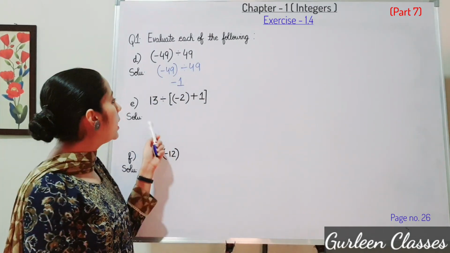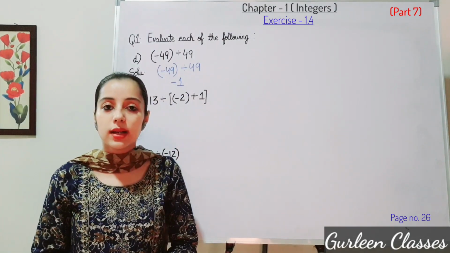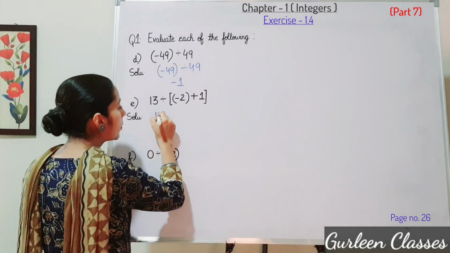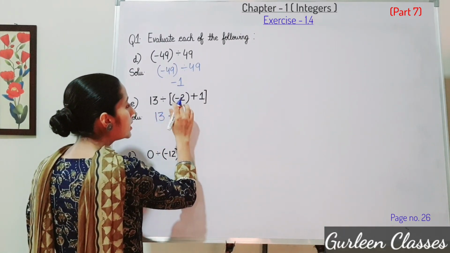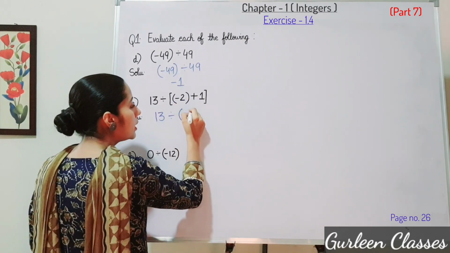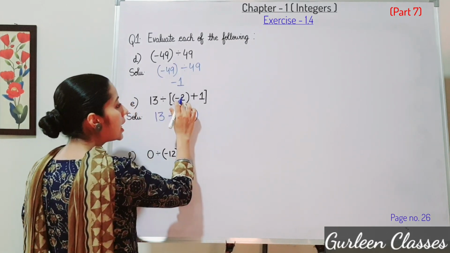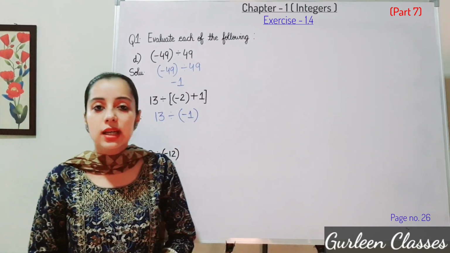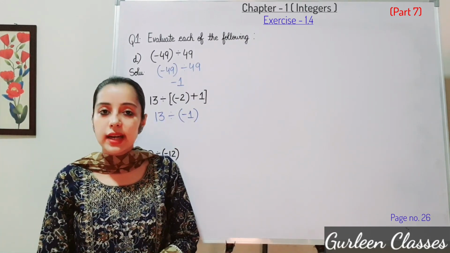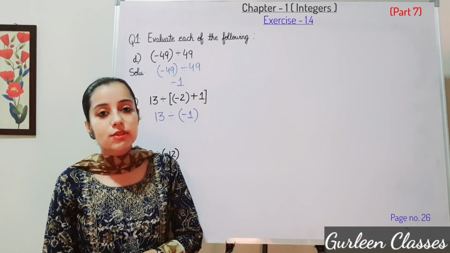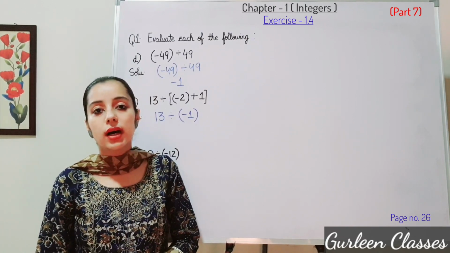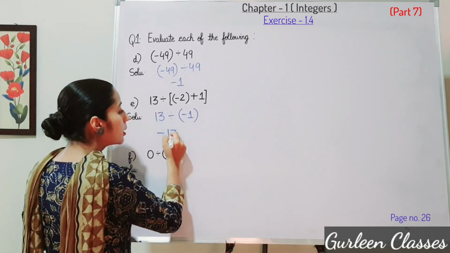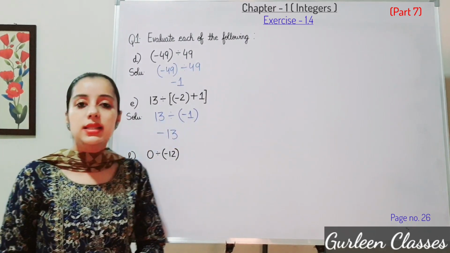Next part, 13 divided by bracket minus 2 plus 1. So first let us solve this bracket. Minus 2 plus 1 will be minus 1. As the greater number has a minus sign, it will be minus 1. If we divide a positive integer by a negative integer, we divide them as whole numbers. At last we put a minus sign before the answer. So 13 divided by minus 1 is minus 13.